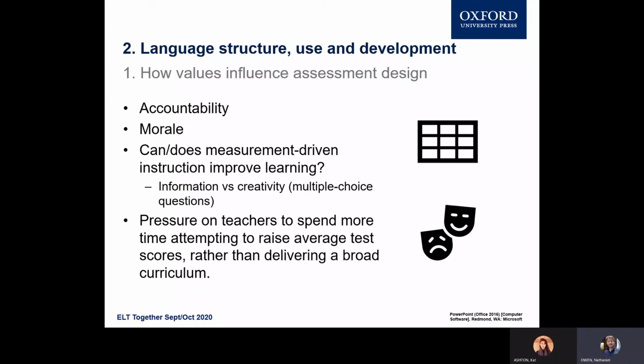And this represents, as I said, a potential shift in the use of test scores from assessments of individual learners to reporting average group performance, which can be used to evaluate teachers and educational institutions. In turn, this puts pressure on teachers to spend more time attempting to raise those average test scores rather than delivering that broad curriculum. And this is actually the opposite of the claim that we mentioned earlier, that measurement-driven instruction can actually improve learning.